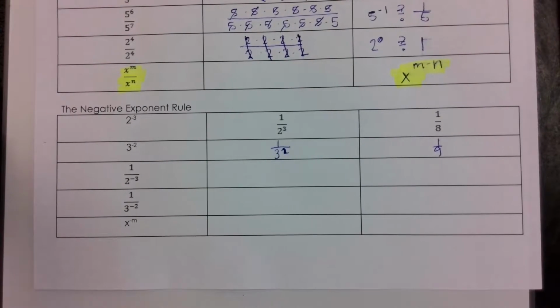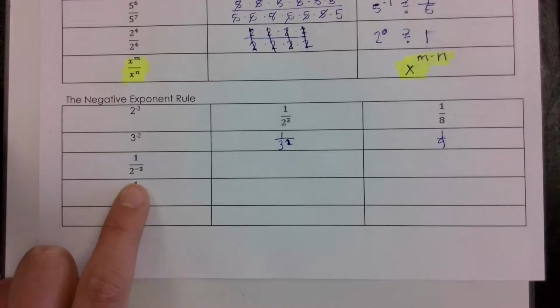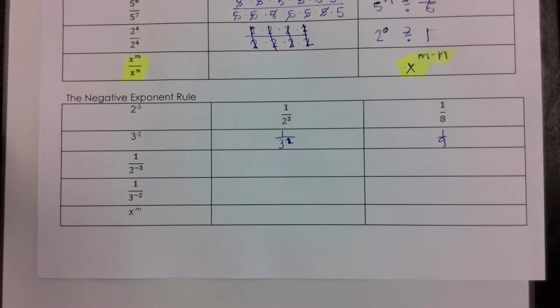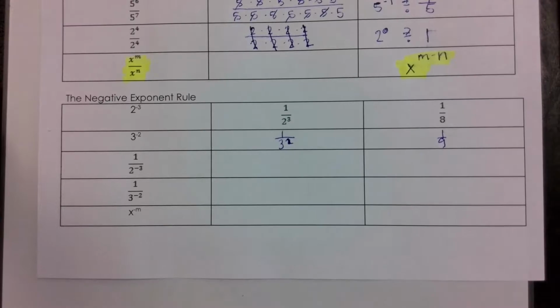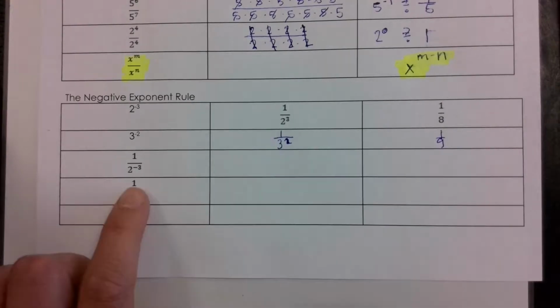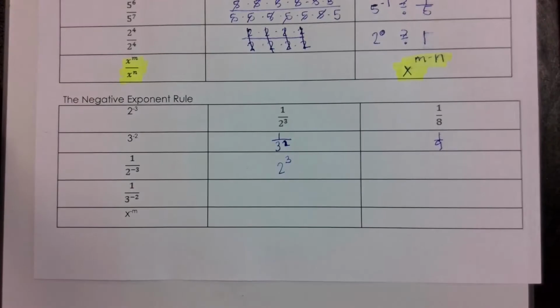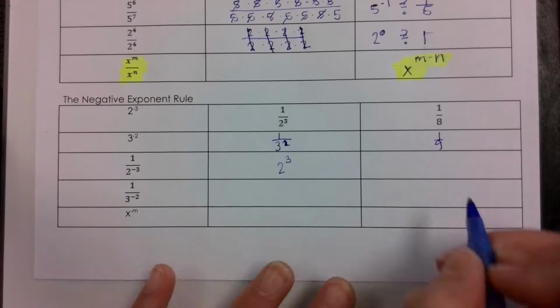Then looking at the next one, this is kind of backwards. It's 1 over 2 to the negative 3. So what do y'all think we would need to do with that? We can't really move it to the bottom because it's already in the bottom. What do you think? Yeah, move it to the top. So we'll have 2 to the third. And what is 2 to the third? 8.